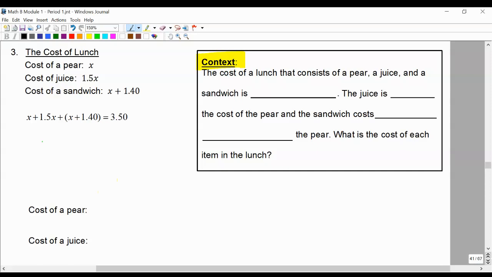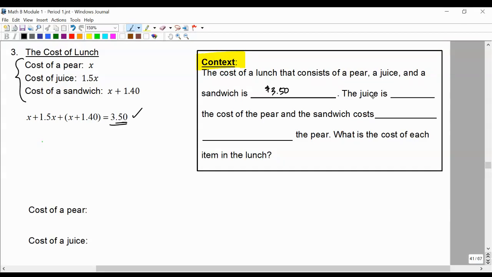It says, well, first off, let's look over here. So this is going to be buying lunch and buying a pear, a juice, and a sandwich. And then if we look here, we're going to buy those items, and it's going to equal $3.50. The cost of a lunch that consists of a pear, a juice, and a sandwich is $3.50. By the way, you can tell that this person bought one of these, and one of these. There's no extra numbers in front.